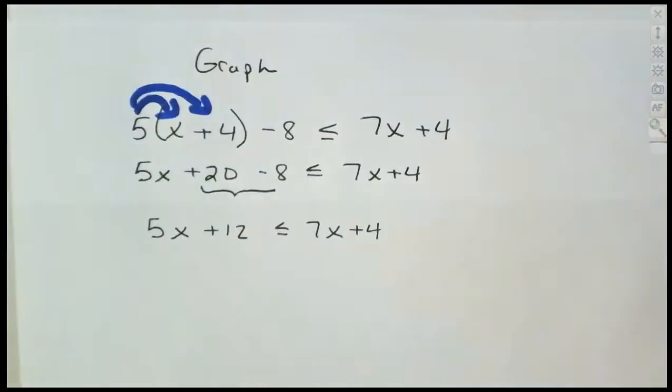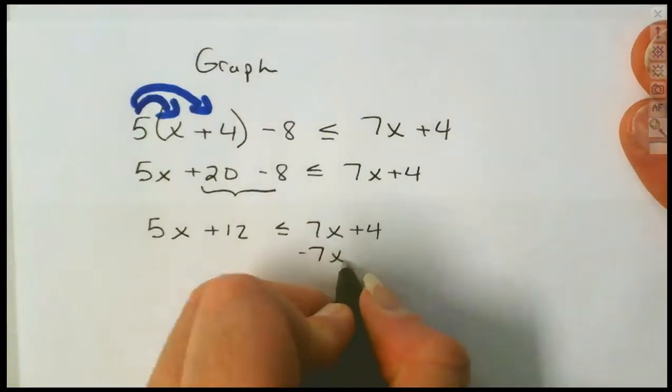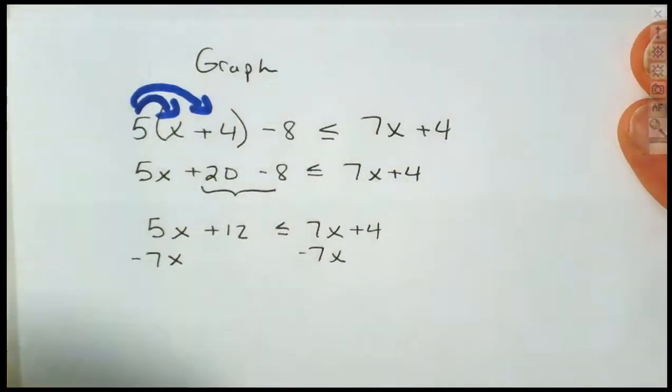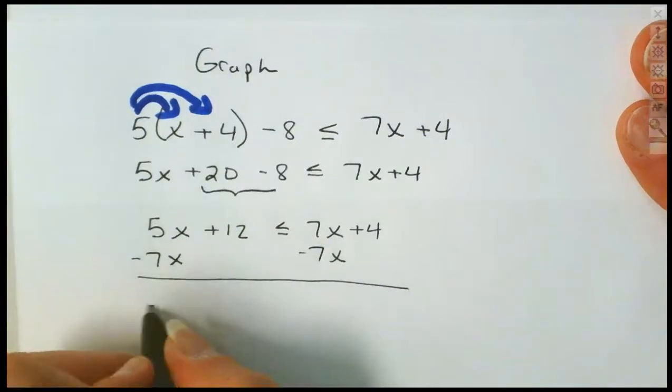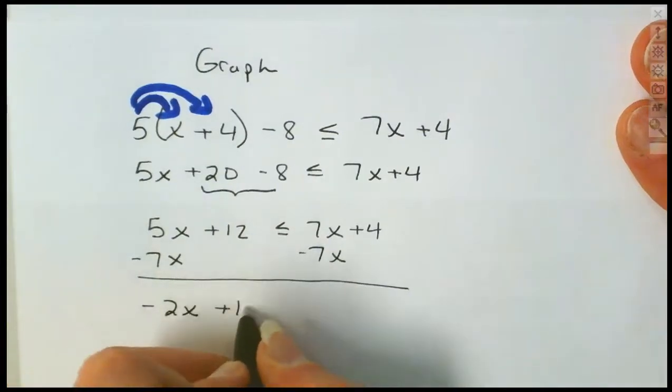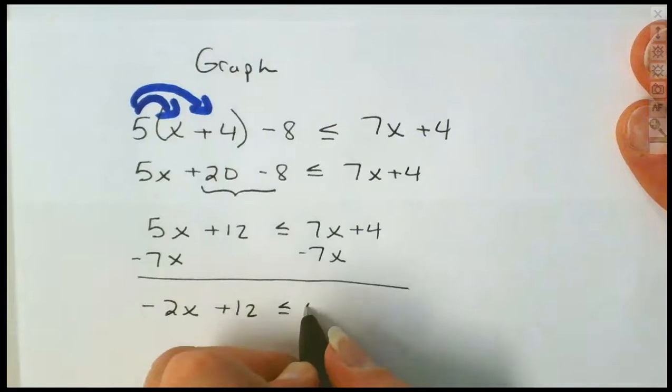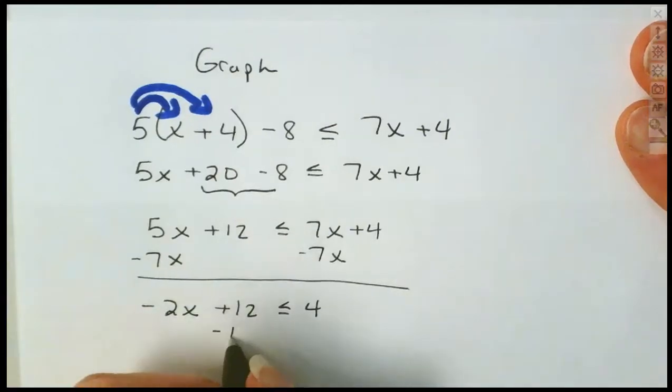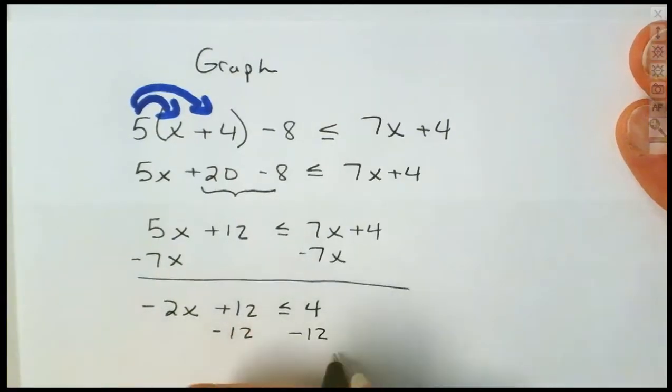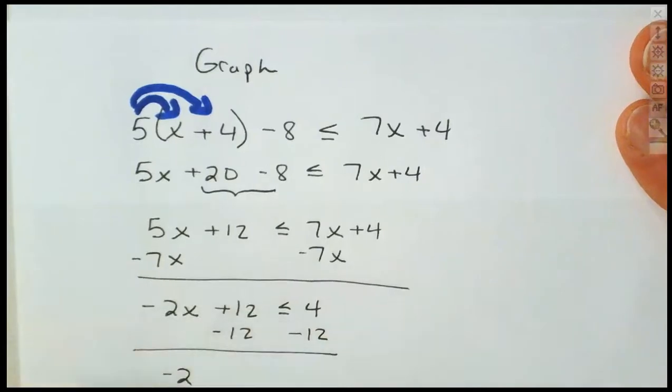And now we're going to move things around. So I'm going to move that 7x over. Now we've got a minus 2x plus 12 is less than or equal to 4. We're going to move that 12 over with subtraction. And now we have a minus 2x is less than or equal to negative 8.